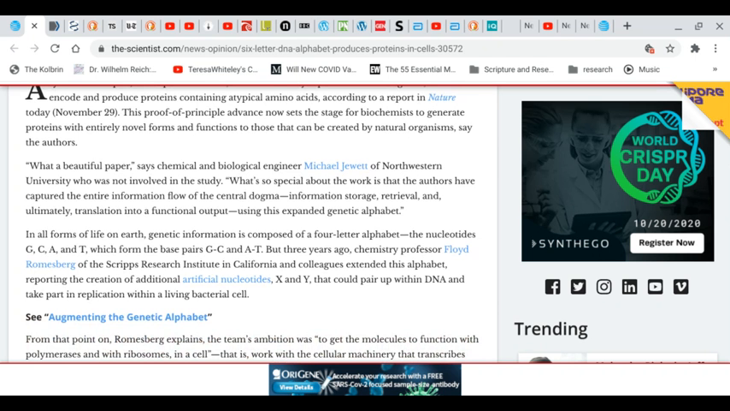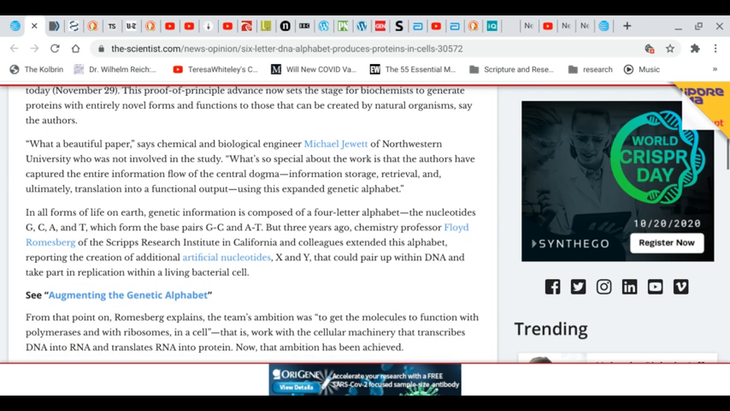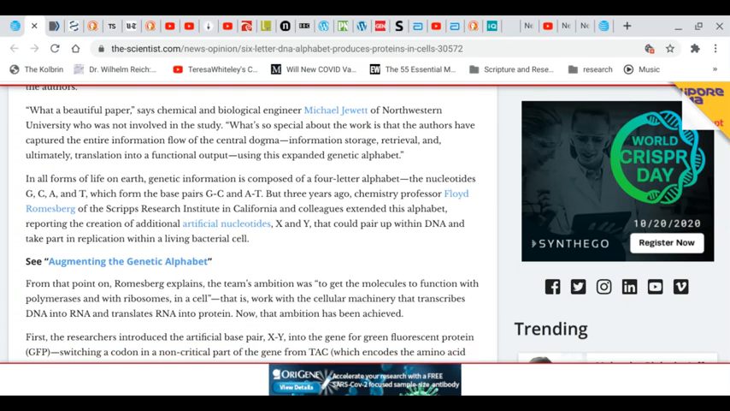In all life forms on Earth, genetic information is composed of a four-letter alphabet, the nucleotides G, C, A, and T, which form the base pairs G-C and A-T. But 3 years ago, chemistry professor Floyd Romesberg of the Scripps Research Institute in California and colleagues extended this alphabet. Interesting. Scripps, like as in rewrite the script. Reporting the creation of additional artificial nucleotides X and Y that could pair up with DNA and take part in replication within a living bacterial cell.